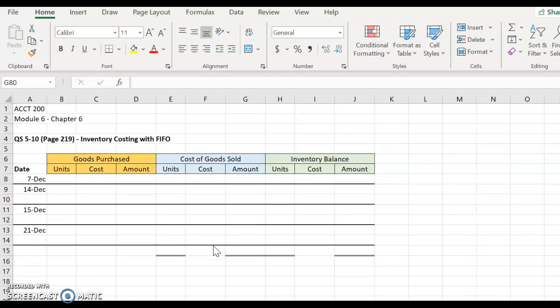Let's flip to QS 510, which we can find on page 219. Here we're going to use the same information we used in the specific ID costing, and we're going to apply FIFO costing. On December 7th, we had purchases of 10 units at $6. So our extended amount is 10 times 6. We are not given a beginning inventory here, so we assume we're just getting started.